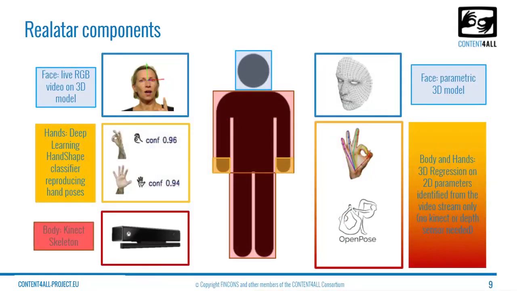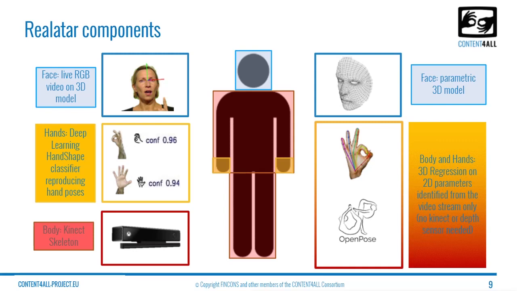Now, I'll dive into the technologies for the virtual human animation. So we call it virtual human and we call it Realatar because it is aimed to be an avatar as close as possible to a real person. And in order to animate it, we decompose it into different main parts, which are the face, the body, and the hands. For reproducing the face, we have two technologies available.